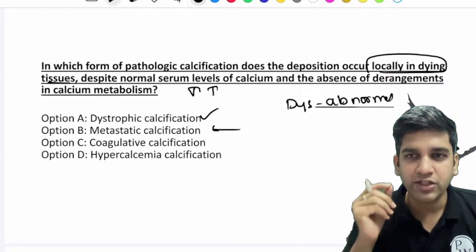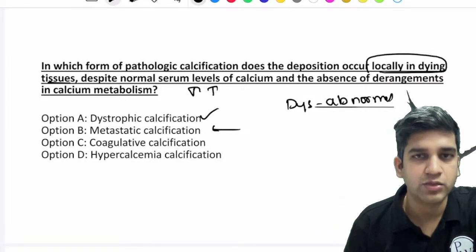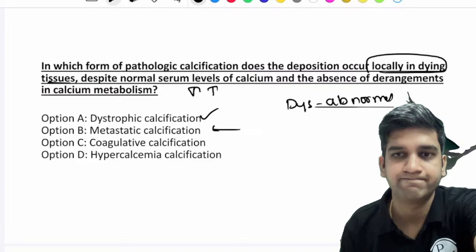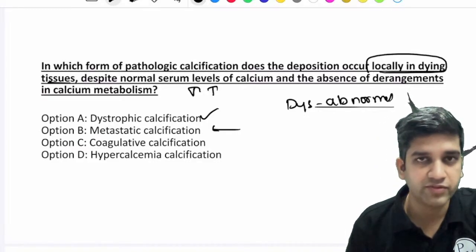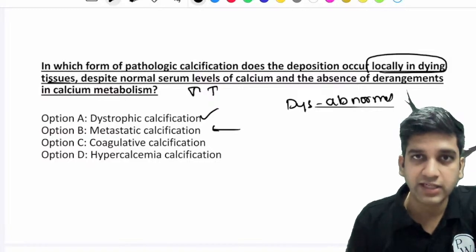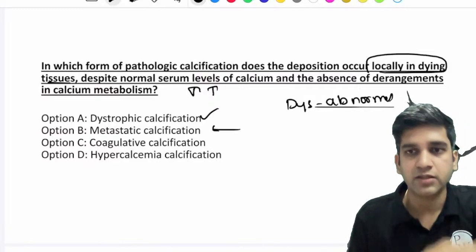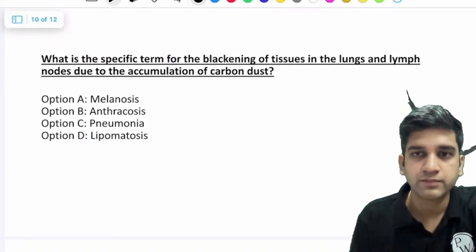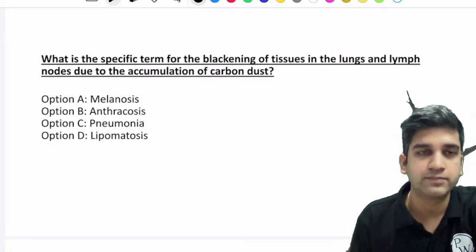And can anyone give me one example of dystrophic calcification? Psammoma body is an example of dystrophic calcification. Cardiac valvular calcification, calcification in the vessel wall, all of them are examples of dystrophic calcification, right? Perfect. Great. Okay. Next. Yes, atherosclerosis as well.